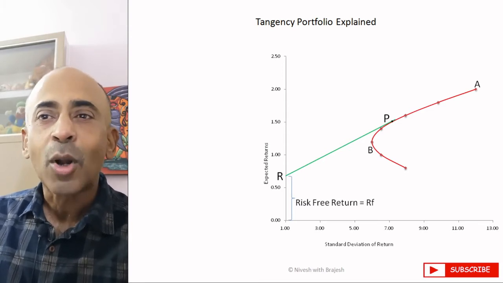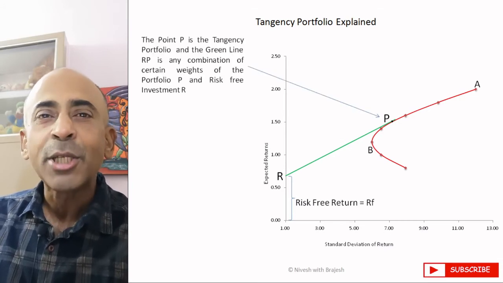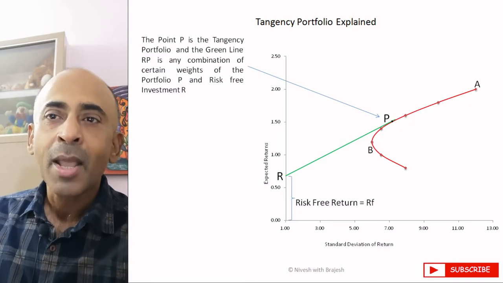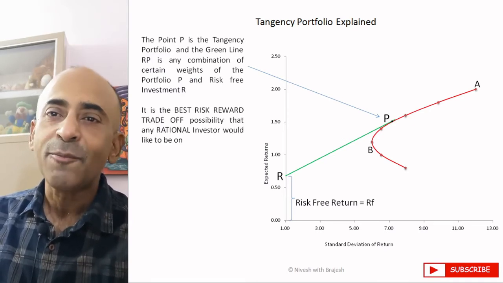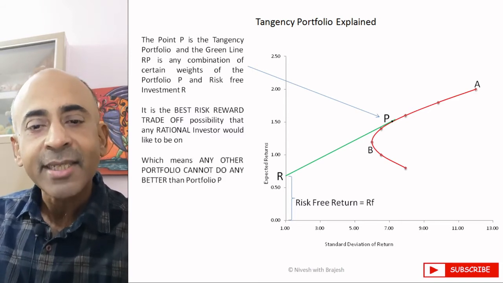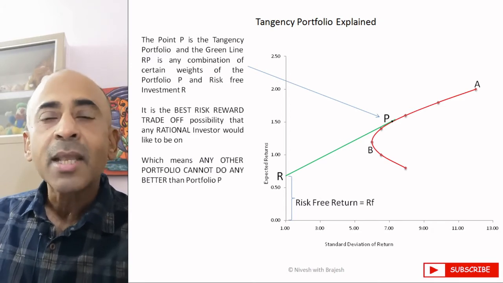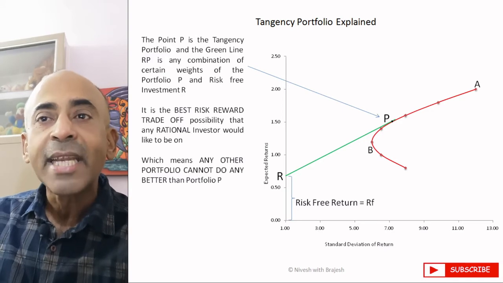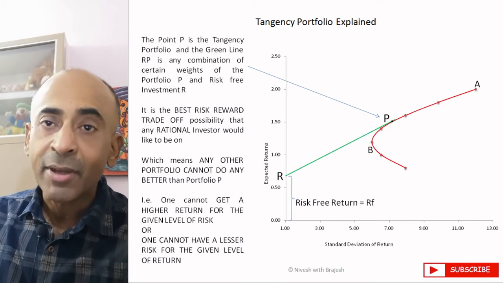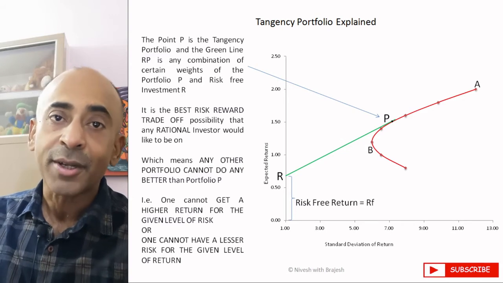The point P is called the tangency portfolio, and the green line RP is any combination of weights of portfolio P and risk-free investment R. So it is the best risk-reward trade-off possibility that any rational investor would like to be on. That is, any rational investor would like to be on the tangency portfolio, which means any other portfolio cannot do any better than portfolio P. That is, one cannot get a higher return for the given level of risk, or one cannot have a lesser risk for the given level of return.